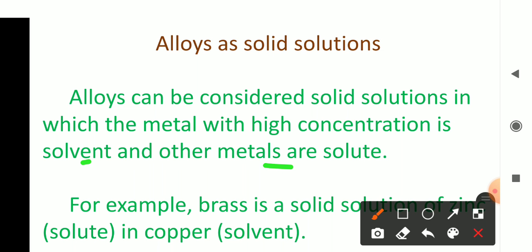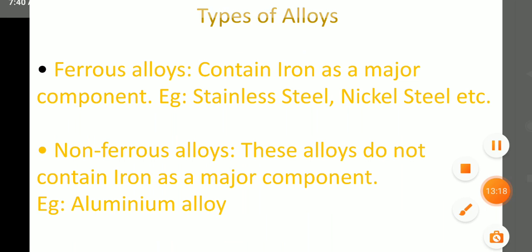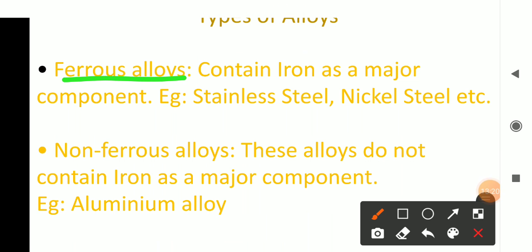Then the next slide is types of alloys. Dear students, generally we have two types of alloys based on the quantity of iron present in them. So this is the criteria we have used to classify the alloys. Based on the iron content in an alloy, they are of two types. Let us see what they are. Type number 1 is ferrous alloys. What is type number 1? Ferrous alloys. They contain iron as a major component.